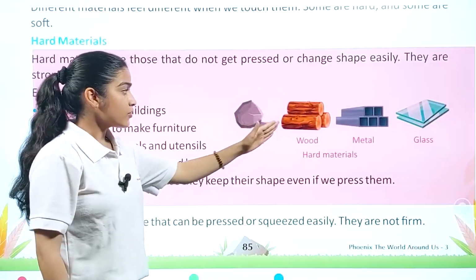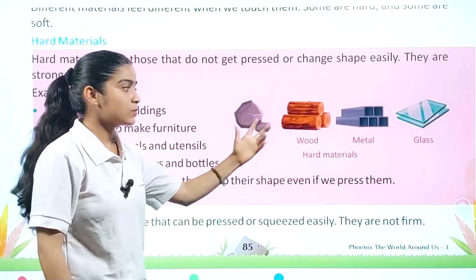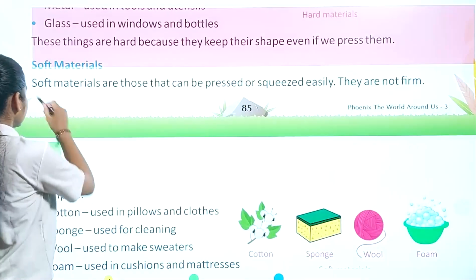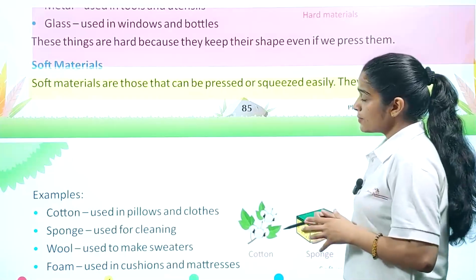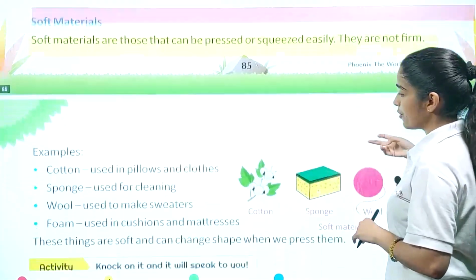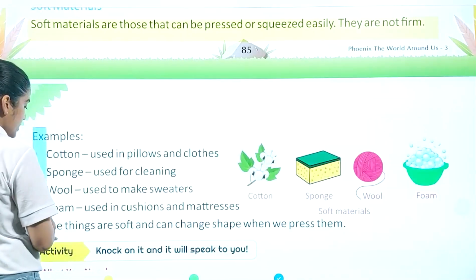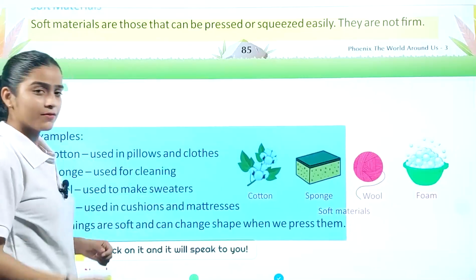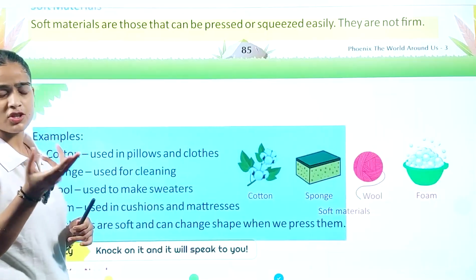Now, why are we using these things? Where we need strong support, we make things from these materials. Next, we have soft materials. Soft materials are those that can be pressed or squeezed easily. They are not firm. What are the examples of soft material? The first thing is cotton. You see cotton clothes, you see cotton flour. When we squeeze them, they easily change their shape.